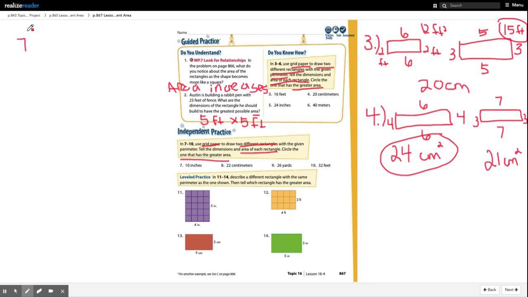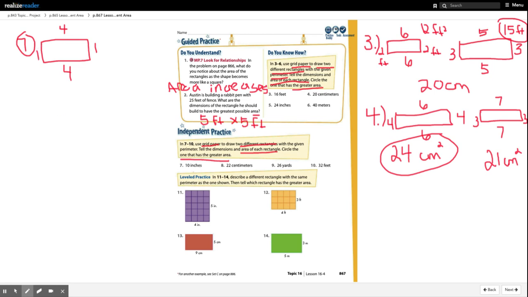Number 7 is 10 inches. So think about what 4 numbers do we need to equal 10? We're not multiplying, we are adding since it is perimeter. If you're thinking 4, and if this is 4, this must be 4. So 4 plus 4 is 8. So what other numbers do you need here to give you 10? If you are thinking 1, 1, that's going to give you 10.